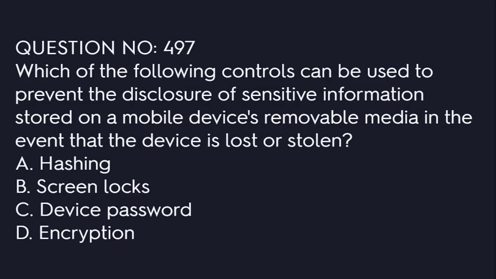Question no. 497. Which of the following controls can be used to prevent the disclosure of sensitive information stored on a mobile device's removable media in the event that the device is lost or stolen? A. Hashing. B. Screen locks. C. Device password. D. Encryption. D.